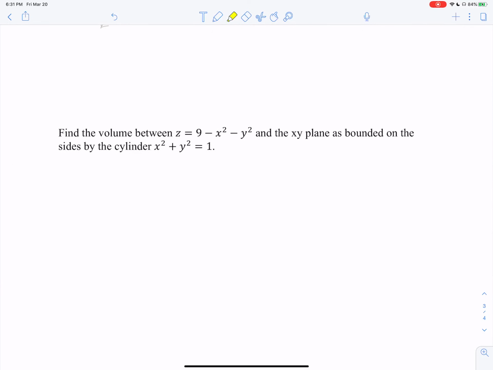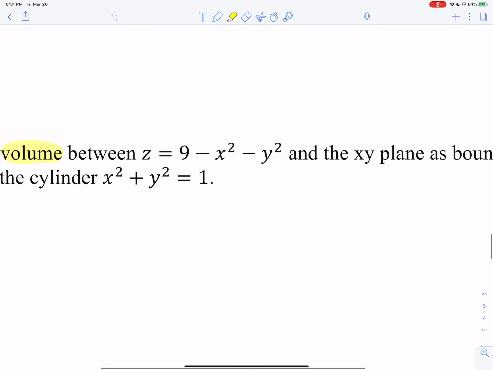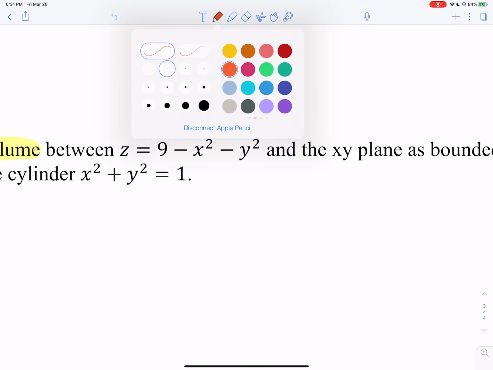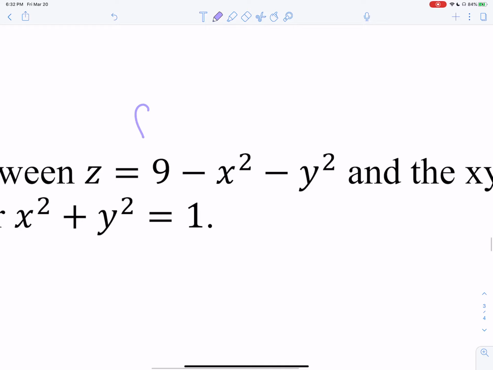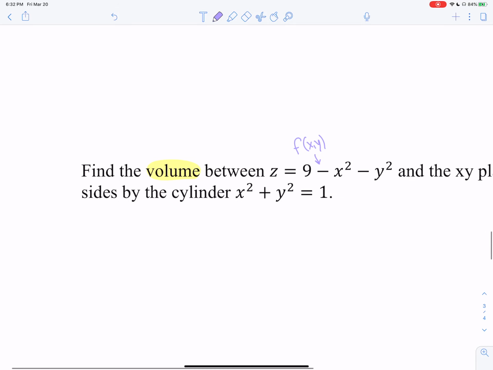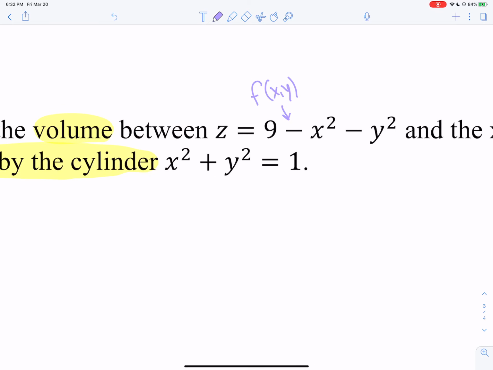Okay, the last one, last problem. This one is asking us to find the volume, and we know double integrals give you volume, between z equals 9 minus x squared minus y squared. So that's a function, right? Function of two variables. So that's like f. And the xy plane on the bottom. And the sides. So the sides are bounded by the cylinder. So that's going to give us the side bounds of the shape we're trying to find, are given by x squared plus y squared equals 1. So that is going to occur on the sides of the shape.